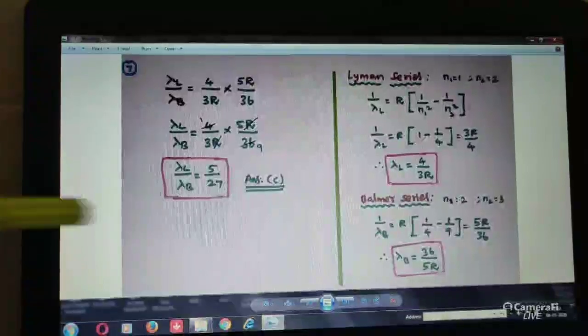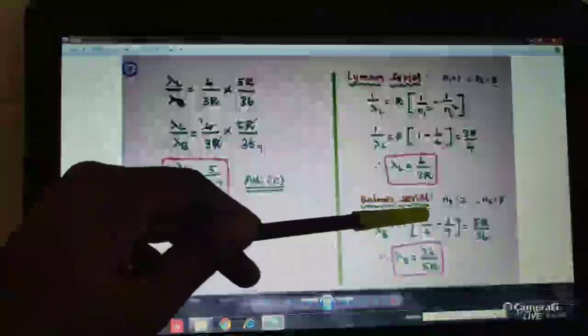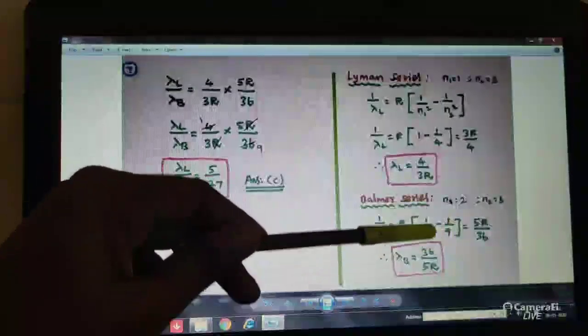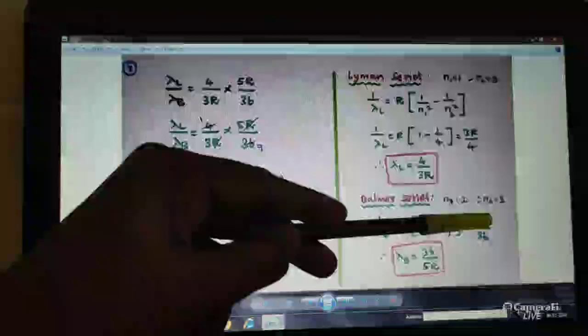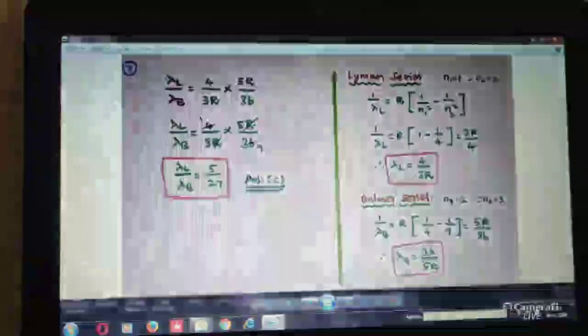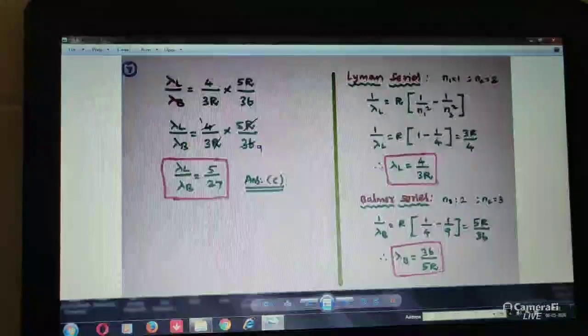Next, for the Balmer series, the n1 value is 2, then the n2 value is the very next level, that is 3. The same idea: 1 by 2 squared minus 1 by 3 squared, that is 1 by 4 minus 1 by 9. If we simplify we get 5R divided by 36. So lambda B is equal to 36 divided by 5R, that's all.